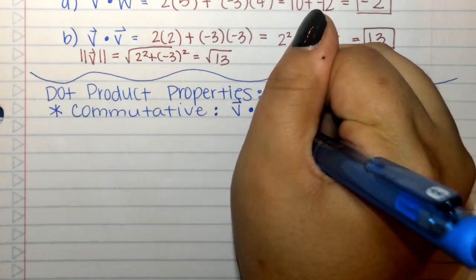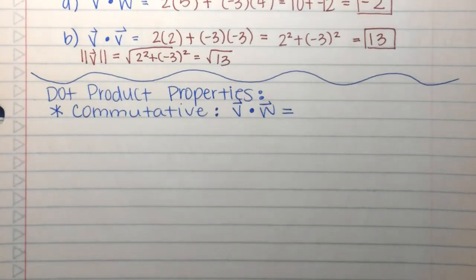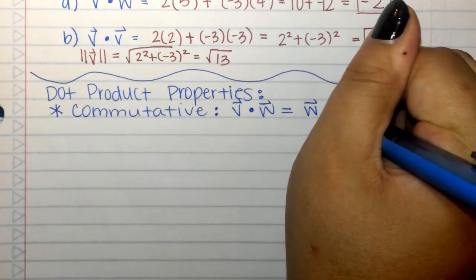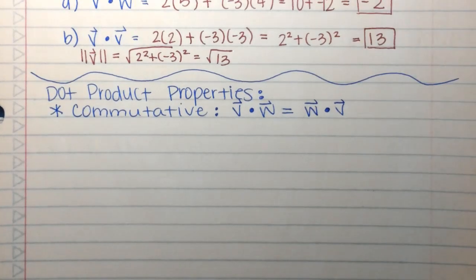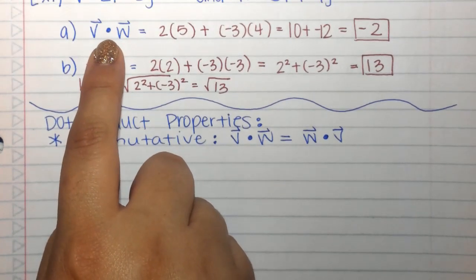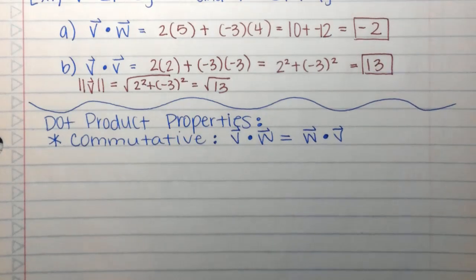Vector v dot vector w is equivalent to vector w dot vector v. Meaning you could switch them around and you'd still get the same answer. 4 times 5 is the same thing as 5 times 4. So if I would have said vector w dot vector v, you would have gotten the same thing. Okay?